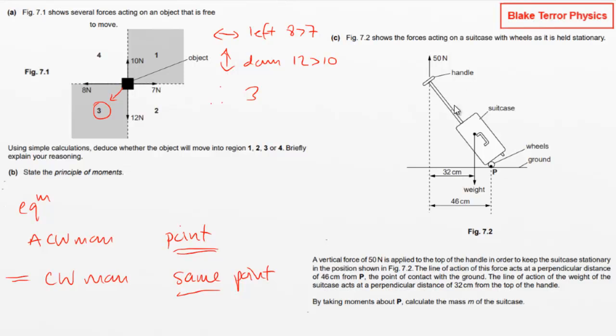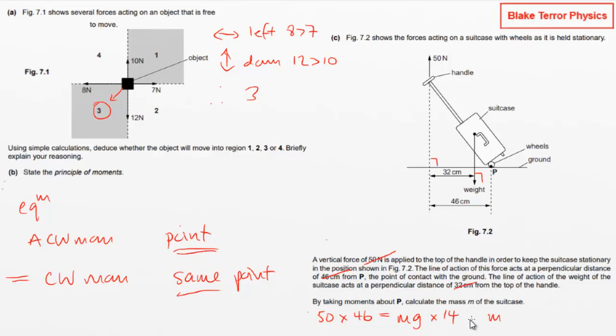We've got this suitcase. They've given us a lot of information already on the picture. Is there anything not included? Right, so the 50's there, the 46 is there, the 32 is there, so we're looking good already. By taking moments about P, calculate the mass of the suitcase. Right, so they've given us perpendicular distances on both of these things, so we don't have to do any resolving or anything like that. We're going to have that 50 multiplied by 46 is equal to mg, because we're going to want to get to m rather than just putting the weight in, times 14.